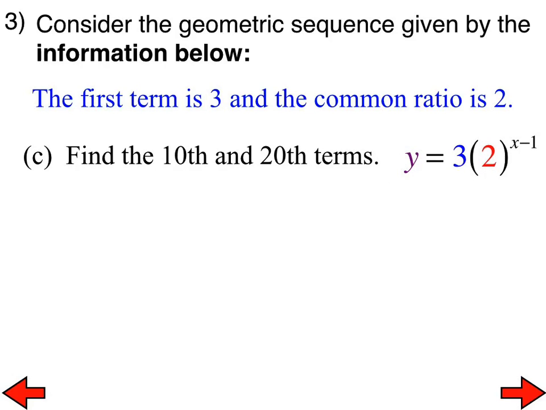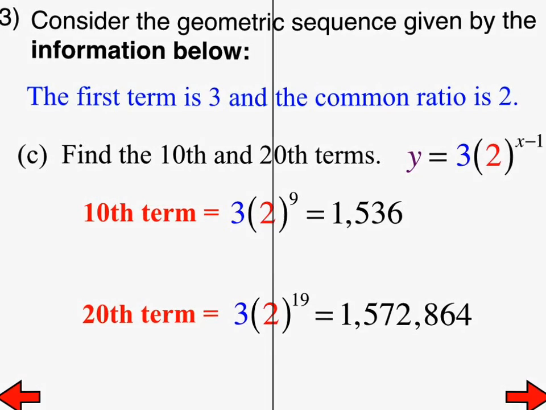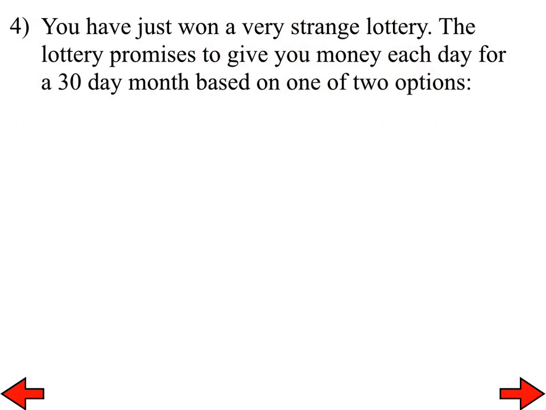For part C, we're finding the 10th term, so we're going to do 3 times 2 to the 9th power because we have x minus 1 for our exponent. And that would give us 1,536. And then the 20th term, that's going to be 3 times 2 to the 19th power. That would be 1,572,864. So any questions about number 3? All right. As we noticed yesterday, exponential functions grow much faster than linear functions. The same is true when comparing geometric sequences to arithmetic sequences. So let's go to number 4.